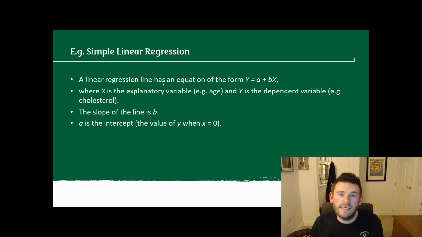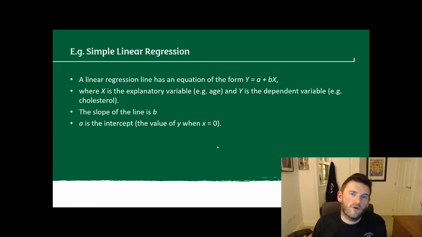So that's why I think it's key that you get this as part of this teaching, so that it kind of informs your understanding if you then delve into more complex stats models and more complex topics with quantitative methods. So this equation we've got, y equals a plus bx. In this model, x is the explanatory variable, for example, age, or independent variable, and y is the dependent variable, for example, cholesterol. The slope of the line is this value for b, and a is what we call the intercept. So it's the value of y when x equals 0.